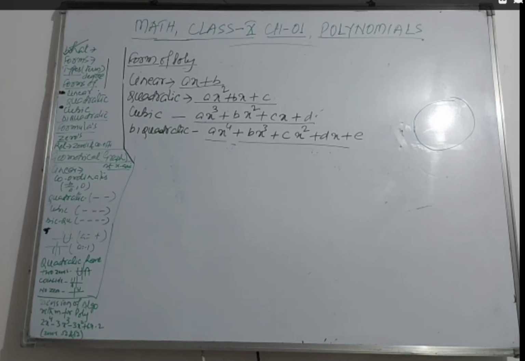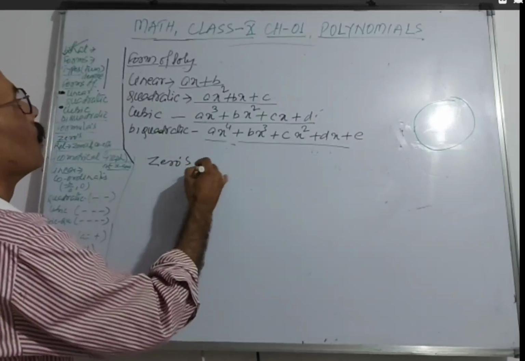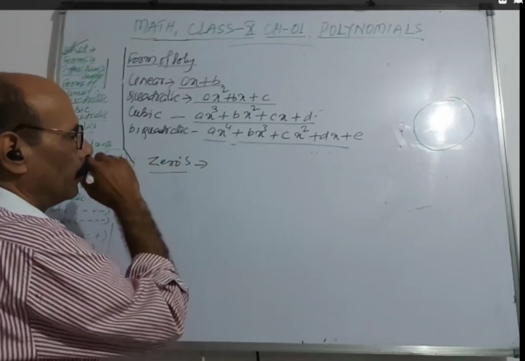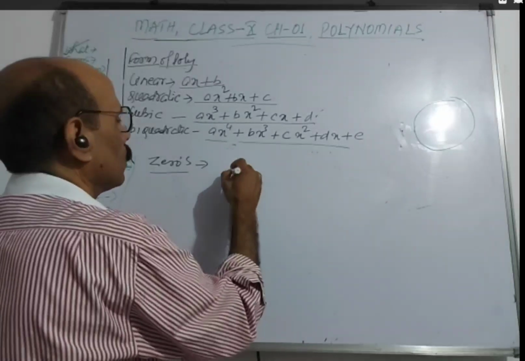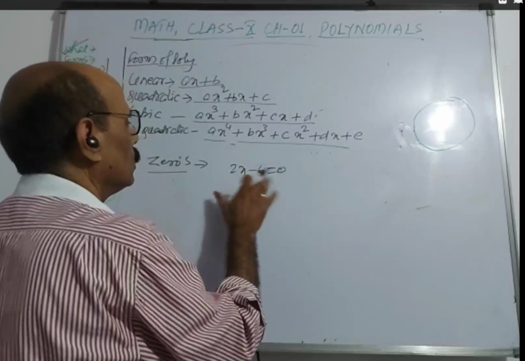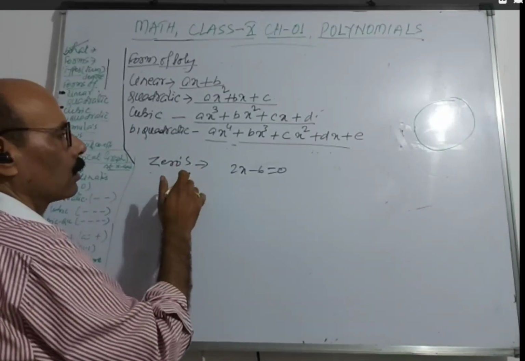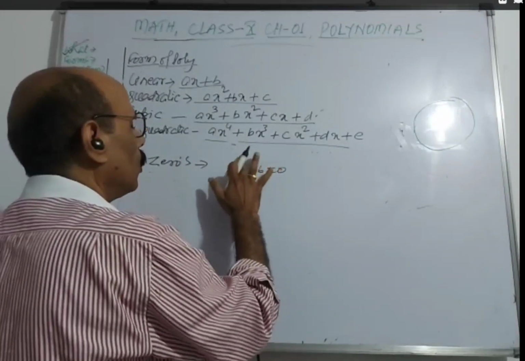Now come to the formula. Formula of polynomial. First of all, let us discuss what zeros are. Then we will come to the formula. Zeros of polynomial. Zeros of polynomial means what? Any polynomial. Suppose 2x minus 6 is equal to 0. This is a polynomial. Here, zeros of polynomial means the value of the variable.